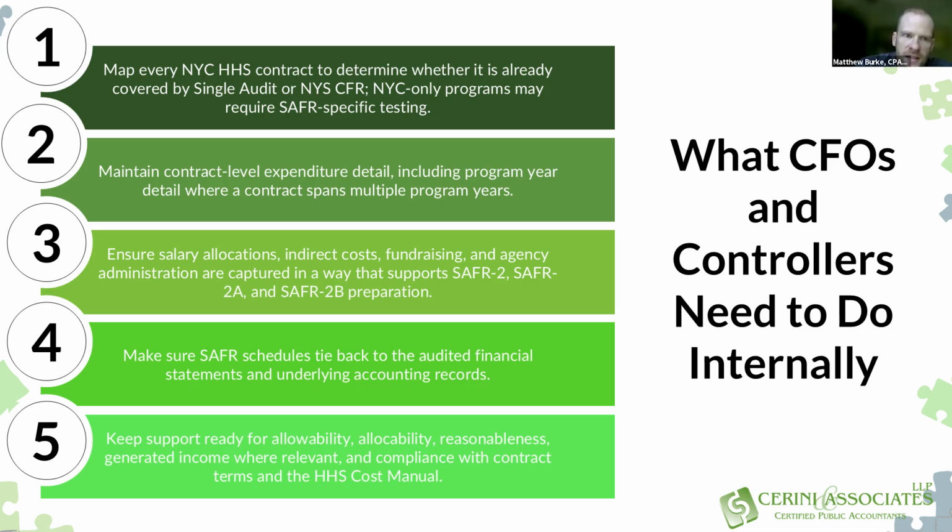You probably already maintain the contract level expenditure because chances are these programs are deficit funded, but you want to make sure you have that for sure. You want to make sure that's auditable. You want to make sure that you can produce, in a sense, contract level P&L statements. That's going to be on the prescribed SAFR forms. Want to ensure that all the salary allocations, indirect costs, and things like that are properly captured in a way that is allowable based on reality.